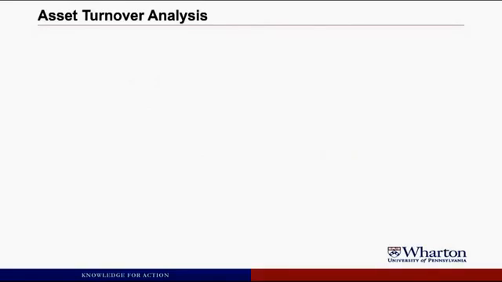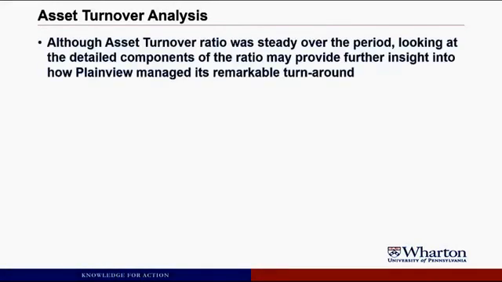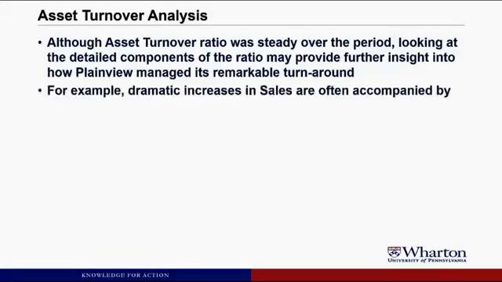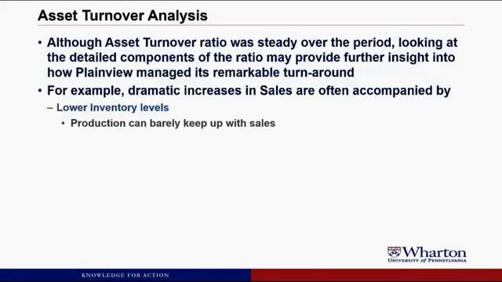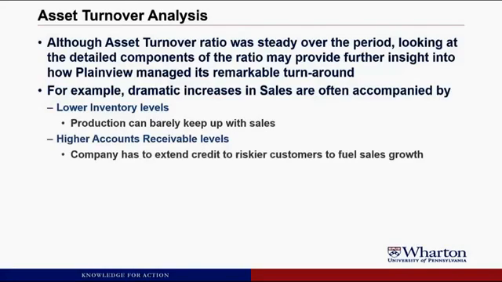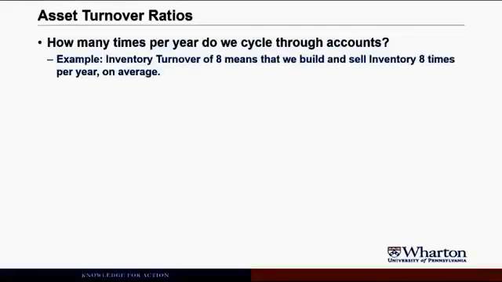One place to look for further information on how Plainview is doing is to do a detailed asset turnover analysis. Although Plainview's asset turnover ratio was steady over the period, looking at the detailed components of the ratio may give us more insight into what happened with Plainview's turnaround. For example, when there's dramatic increases in sales like Plainview had, you often see lower inventory levels, so production can barely keep up with sales, and higher accounts receivable levels because the company has to extend credit to riskier customers to fuel its sales growth. And if you remember on the financial statements, we saw all this weird stuff going on with accounts receivable and inventory over the period. So let's define the asset turnover ratios.